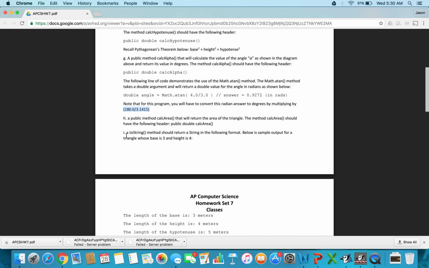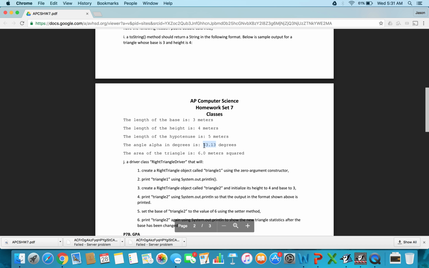And a toString method that should return a string in the following format. Okay, so this part, this is what threw me off for a while, just because I couldn't remember how to format things. So I'm going to talk about that all by itself. So how to format a double so that it only prints out 2 decimal places. That's what I'm going to show. Actually, I might just make a new video for that. I think I will.